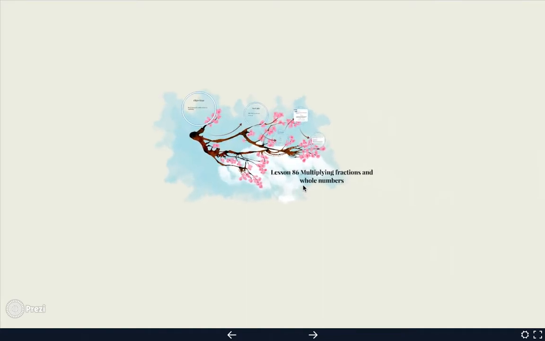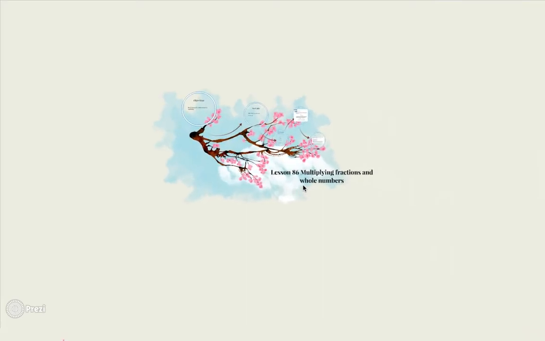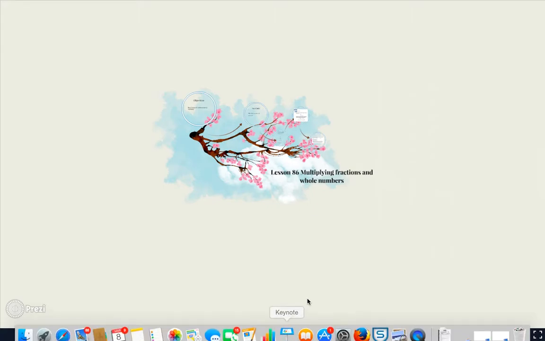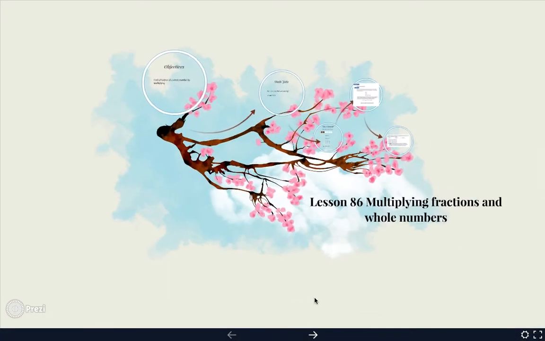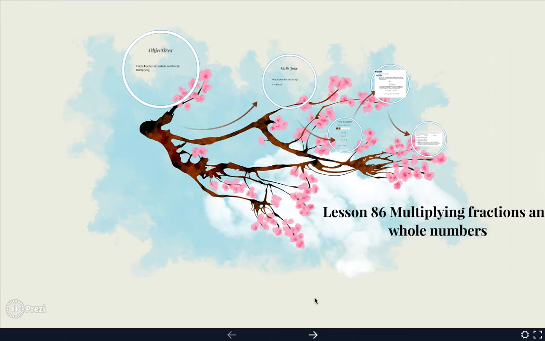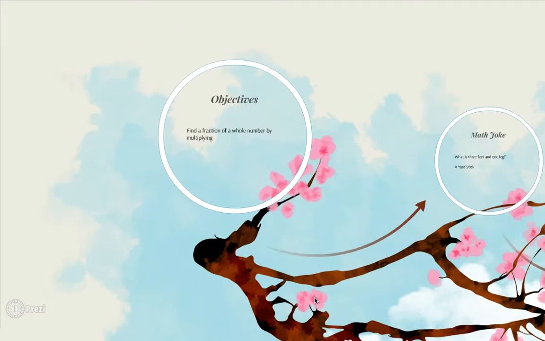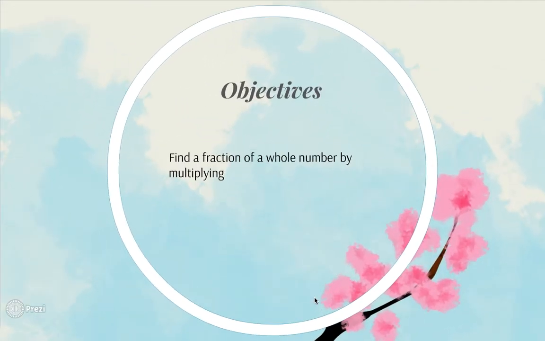All right, we're on lesson 86, multiplying fractions and whole numbers. So here's our objective. There you are. Our objective for today is to find a fraction of a whole number by multiplying. Pretty simple.